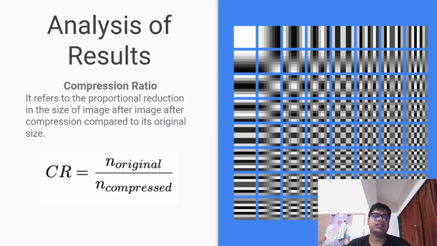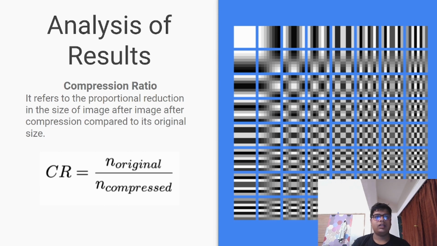The next topic we are going to discuss is analysis of results. In analysis of results, one perspective can be compression ratio, which refers to the proportional reduction in the size of the image after compression relative to its original size. As we can see in the formula, N original by N compress, where N original refers to the original size of the image, whereas N compress refers to the compressed size of the image.